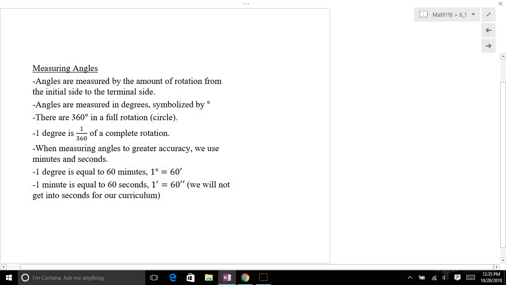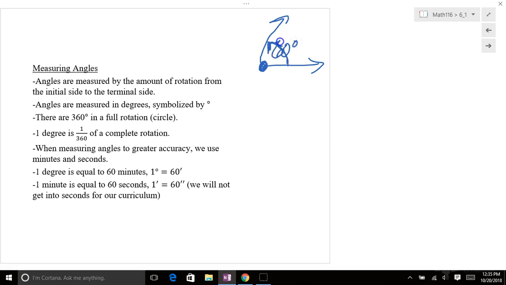Angles are measured by the amount of rotation from the initial side to the terminal side. So if you're starting with a ray, how much do you rotate? Let's say you rotate 60 degrees. That's your angle in there, 60 degrees. So we measure those in degrees. We also measure them in radians, but we're not going to deal with that today. There's 360 degrees for a full rotation all the way around. So 1 degree, if you rotate just 1 degree, it's 1/360th of the way around.